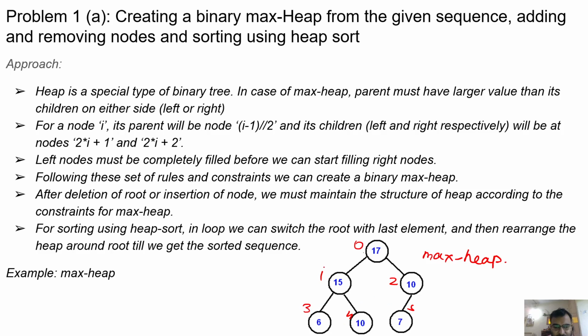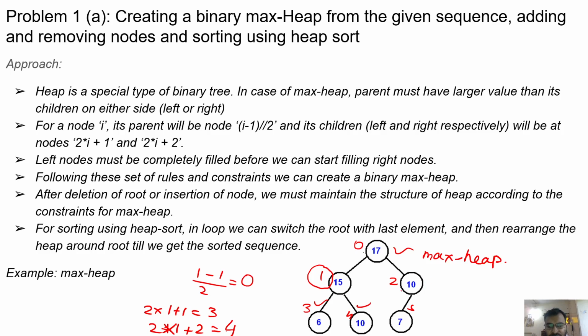If we take node 15, its index is 1, so its parent will be (1 minus 1) divided by 2, which is 0. So its parent will be 0, as we can see here. Its two children will be 2 into 1 plus 1, that is 3, and another child will be 2 into 1 plus 2, that will be 4. So 3 and 4 are its children. We can see this here with the example.